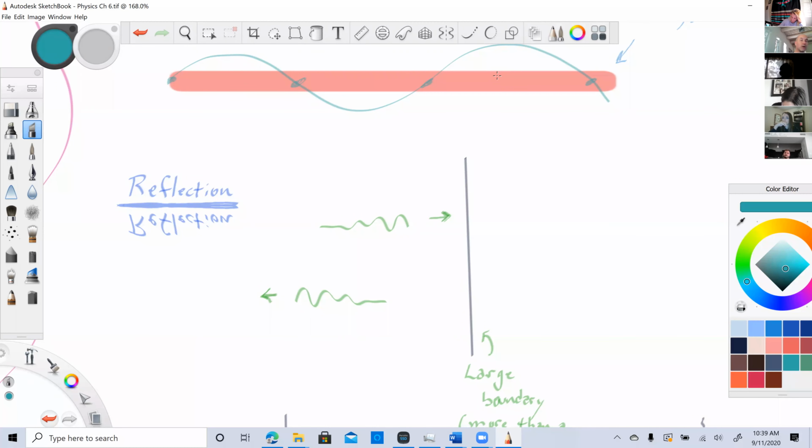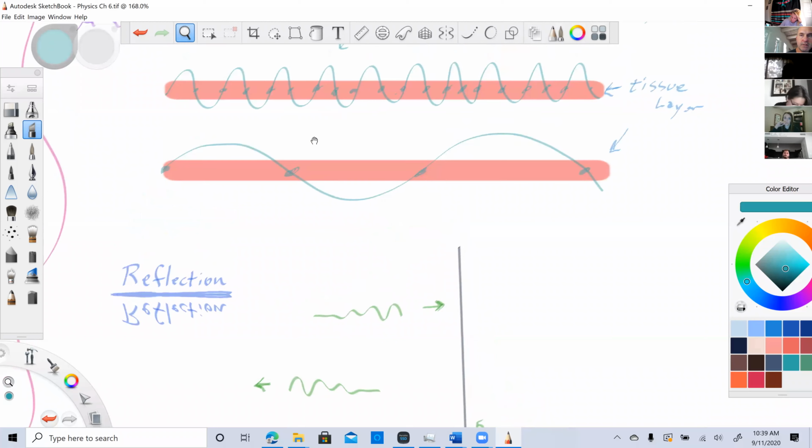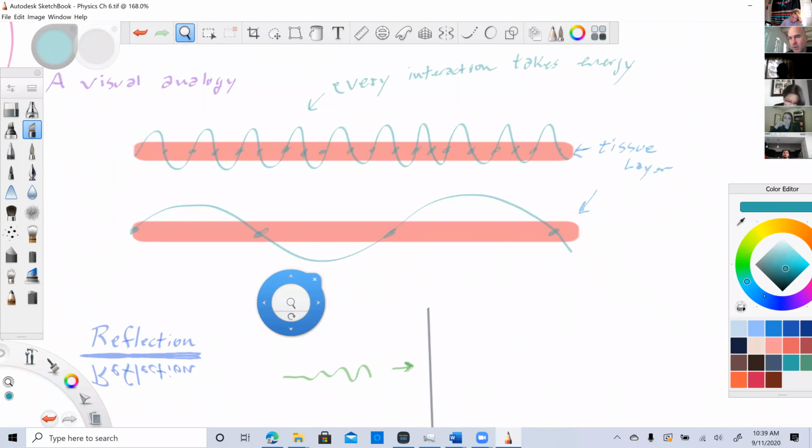So what causes attenuation other than just simply this interaction? By the way, this interaction, what I described up here, there's another word for it, really, I guess we can call it.